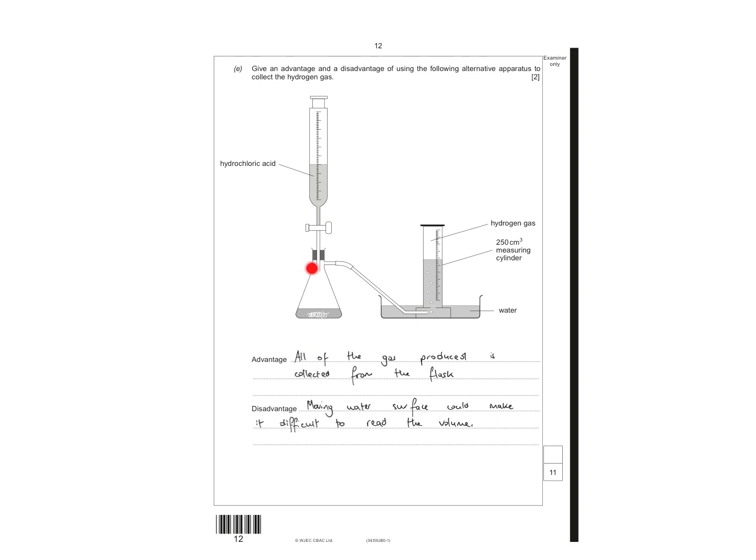First thing that I can spot is the bung is already on, so that means no gas is going to escape. So my advantage is all of the gas produced gets collected, no gas is lost. My disadvantage is as the bubbles move into the measuring cylinder, it's going to make the water surface move, which makes it difficult to read the volume.